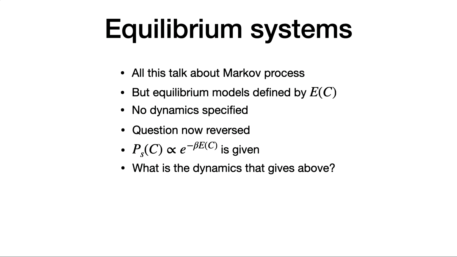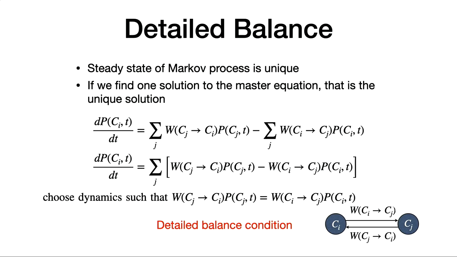Now the question is reversed. We know that the long time behavior, P steady state, is e to the minus beta E. What is the dynamics that gives the above? Given a particular steady state, you have to guess what dynamics I should give so that I reach that particular steady state. Is the question clear, that now we have reversed the question?